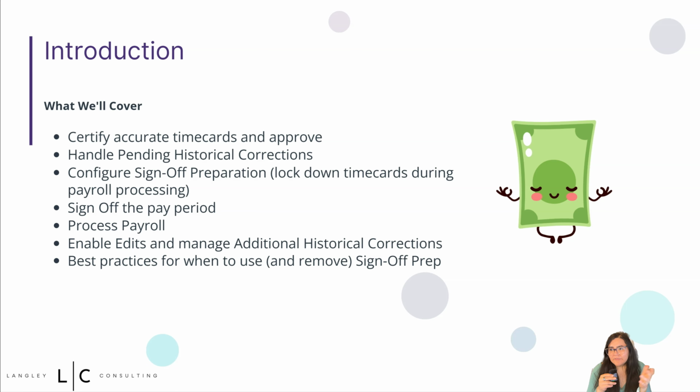So here's what we'll be covering today. We'll walk through how to certify accurate time cards, handle any pending historical corrections, and configure sign-off preparation. That's the feature that locks down time cards so no one can sync in edits while you're processing. Very important. And of course, the sign-off of the pay period, process the payroll, and then managing any corrections that come up after the fact. We'll also touch on best practices for when to turn sign-off prep on and when to remove it. Think of this as your end-to-end checklist.